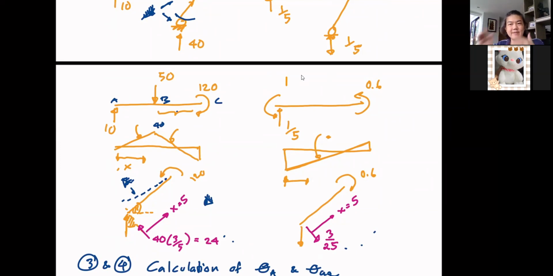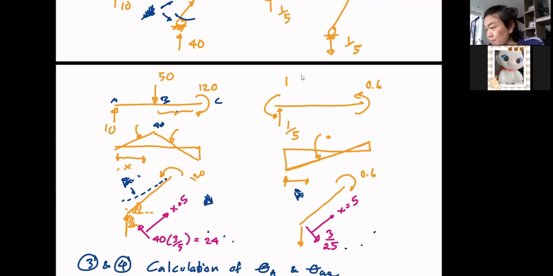So it depends on how you look at it. But see, the point is you must be consistent. Because if I place myself here on the left side and I see this as a negative moment, I must place myself here as well. And this must give me the positive moment.